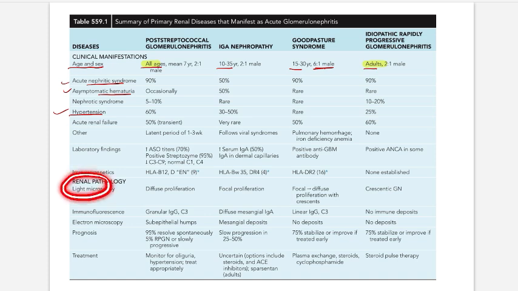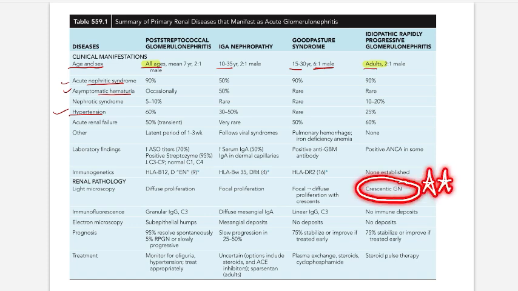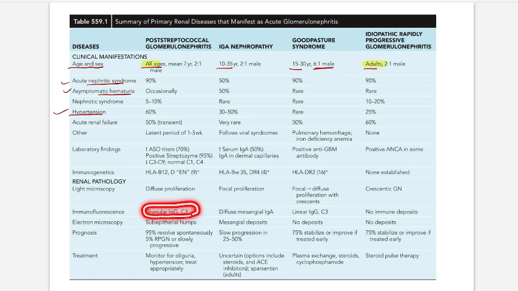On light microscopy, PSGN shows diffuse proliferation, IgA nephropathy focal proliferation, Goodpasture focal to diffuse proliferation, and crescentic glomerulonephritis is seen in RPGN. This is a very important question. Crescentic glomerulonephritis is seen in which disease? That is RPGN. If we do immunofluorescence, IgG and C3 deposits are seen in PSGN.